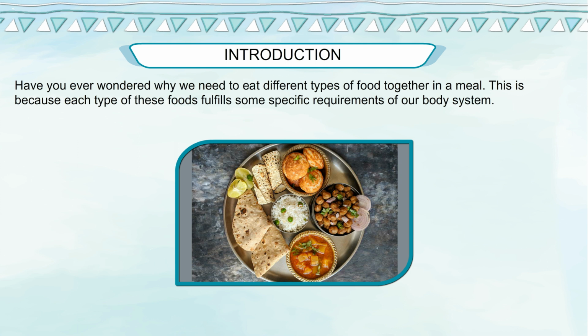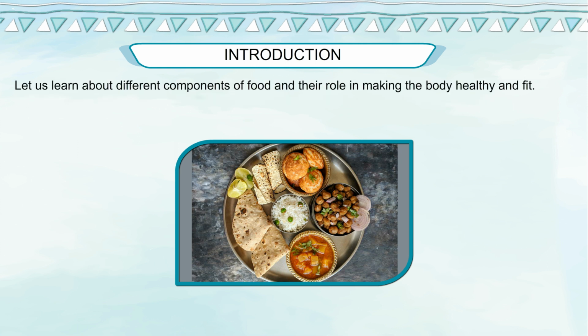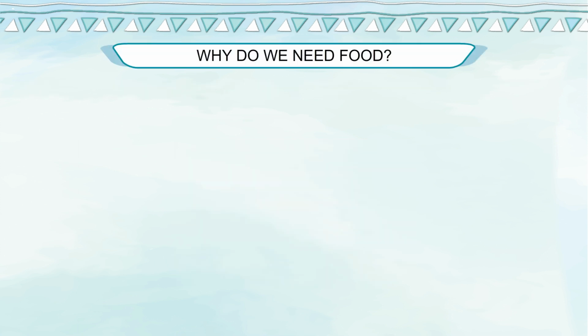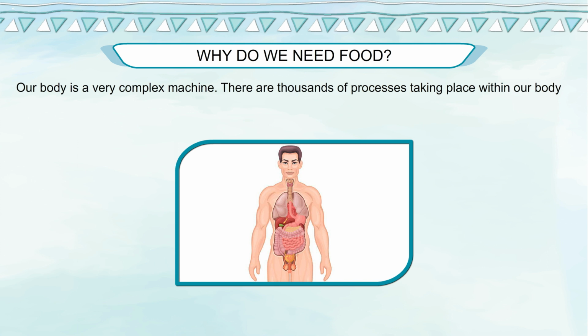This is because each type of these foods fulfills some specific requirements of our body system. Let us learn about different components of food and their role in making the body healthy and fit. Why do we need food? Our body is a very complex machine.